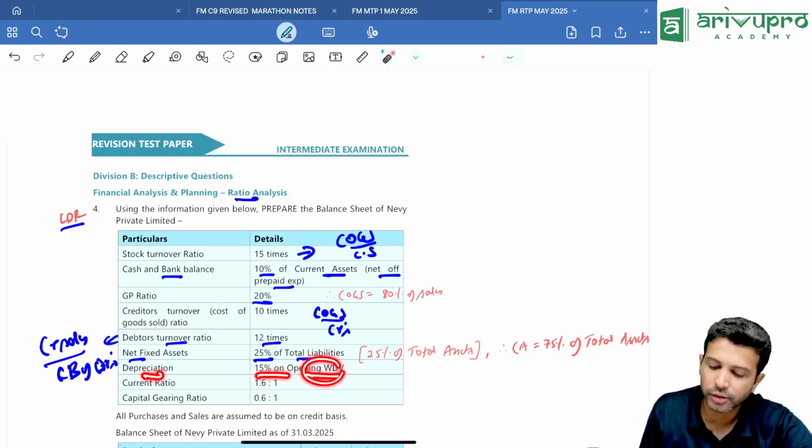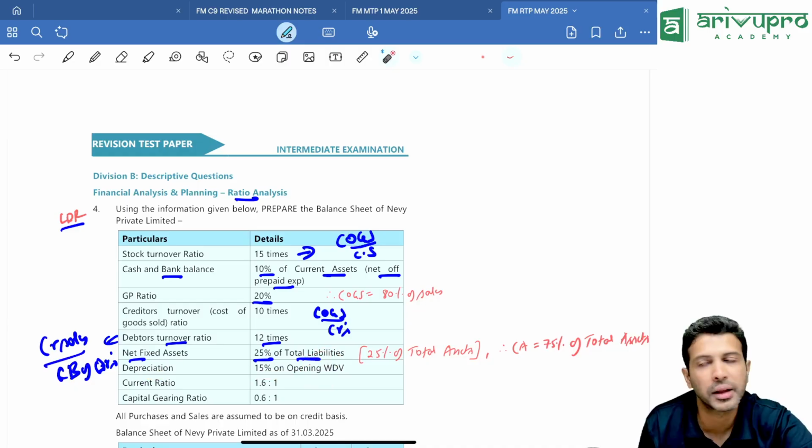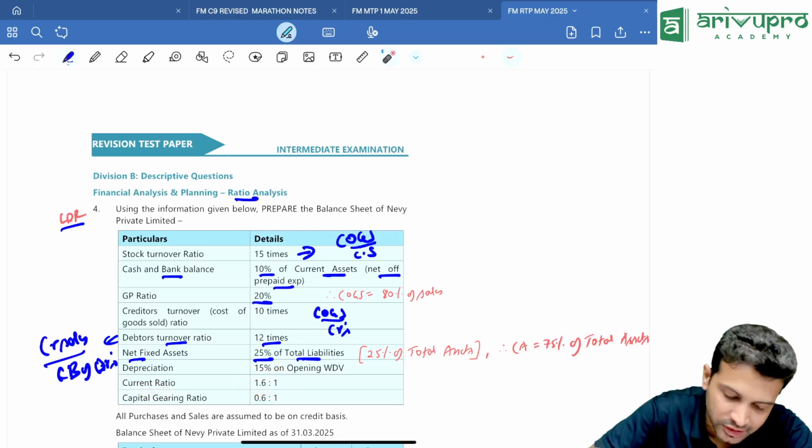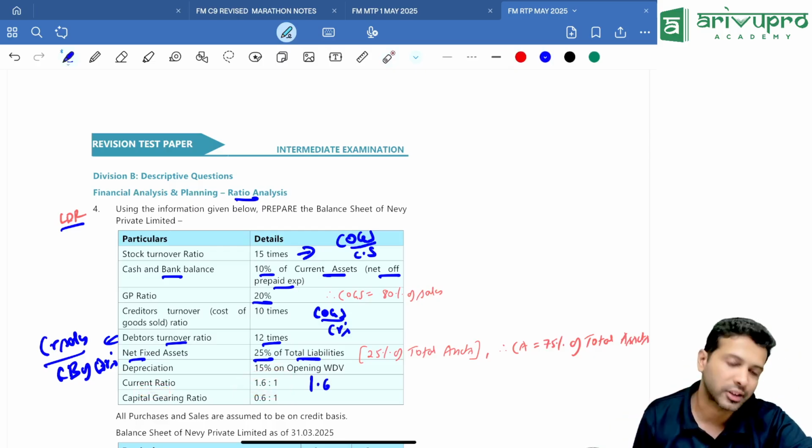Depreciation is 15% of the opening balance. Opening WDV ka 15% is your depreciation for the current year. Fine. Current ratio is 1.6:1. That's as good as saying current ratio is 1.6.